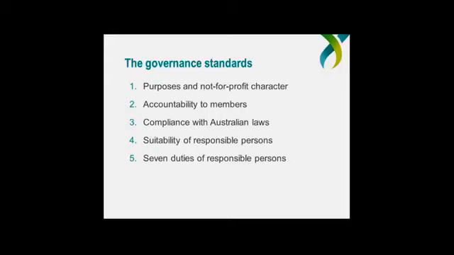So firstly, purposes and not-for-profit character. Charities must be able to demonstrate that their purposes and character are not for profit, that they work towards their charitable purposes, and that they provide information about their purposes to the public. The second standard, accountability to members. Charities must take reasonable steps to be accountable to their members and provide them with adequate opportunities to raise concerns about how the charity is governed. The third standard, charities must not commit a serious offence under Australian law, and I'll cover more detail about that soon.